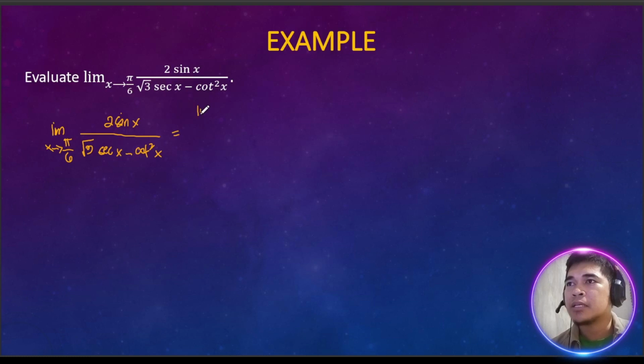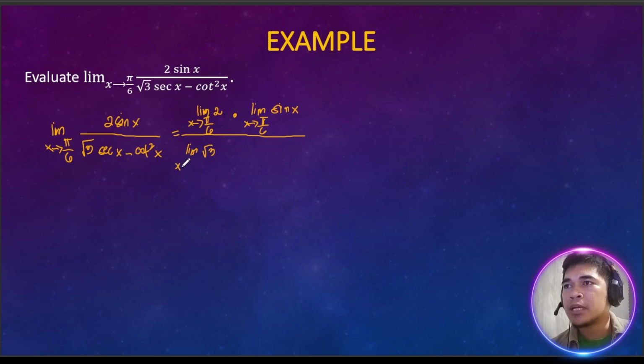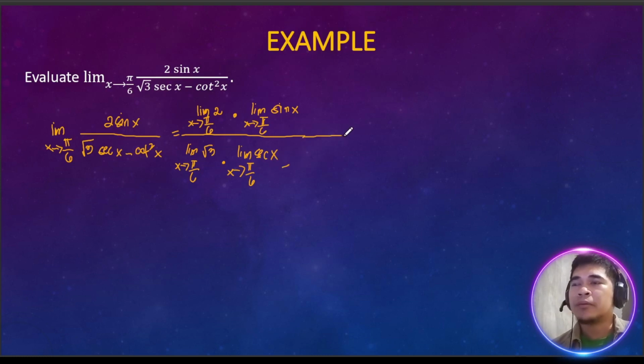So this can be written as the limit of 2 as x approaches pi over 6 times the limit of sine x as x approaches pi over 6, all over the limit of square root of 3 as x approaches pi over 6 times the limit of secant x as x approaches pi over 6 minus, take note, we have the square, so we get the limit of cotangent x as x approaches pi over 6. Okay, that is the square.